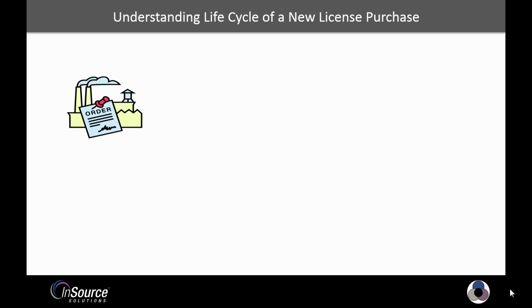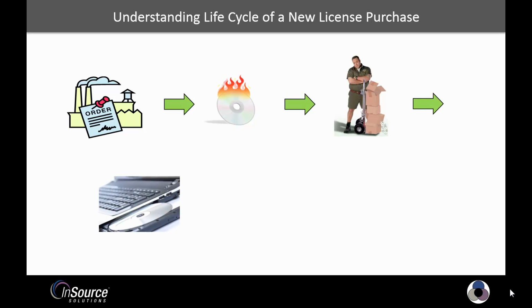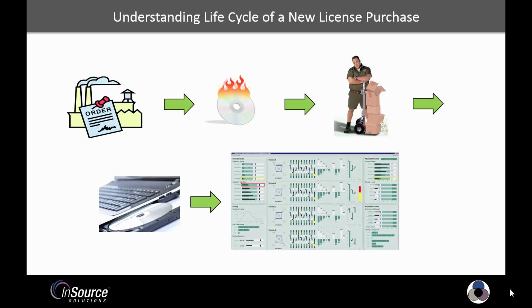Let's understand the life cycle of a new license purchase. So we receive the order. Once that order is received, then the license is processed and burned onto a CD. That CD is then shipped out. The customer receives that disc. That disc is placed into the computer, and much like we saw earlier, they will see a folder with a serial number on it, which will then enable their software. Again, depending on the part that was purchased.